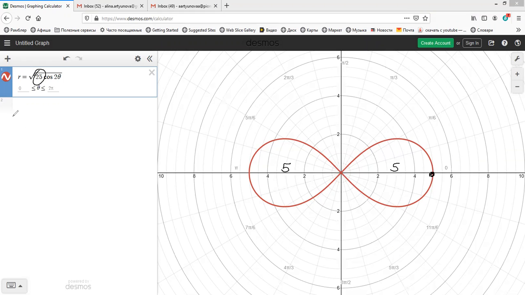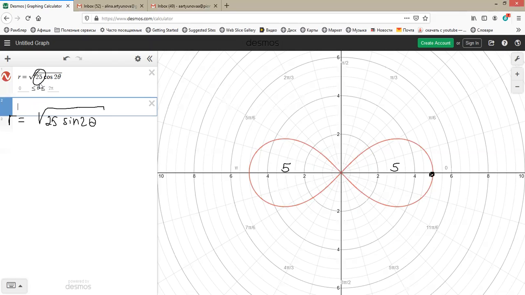Before I go and make some notes, I'm wondering how r equal root 25 sine 2 theta will look like. Can anyone tell me how that graph will look like? What will be the difference between cosine and sine? It'll be respective to the y-axis. All right, let's check this out.